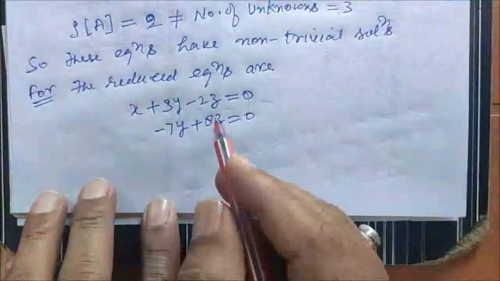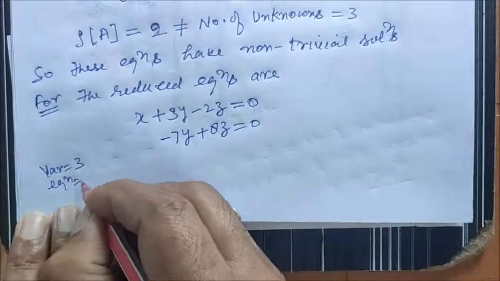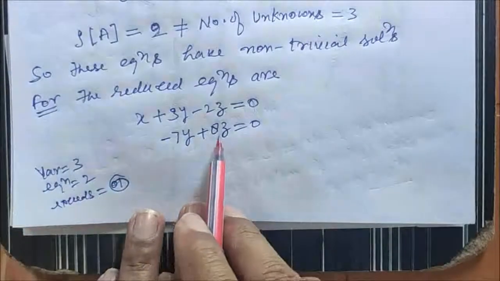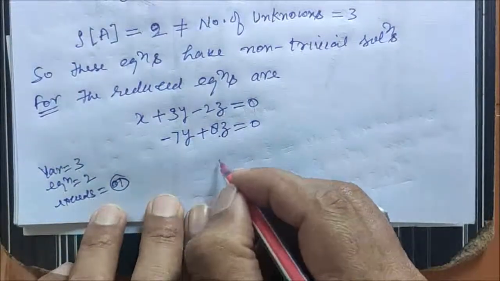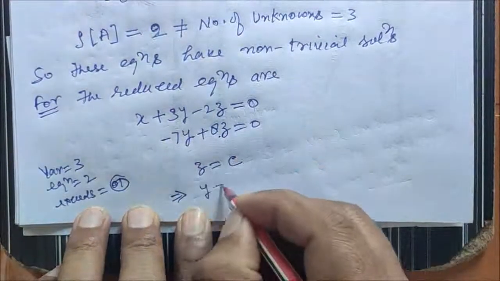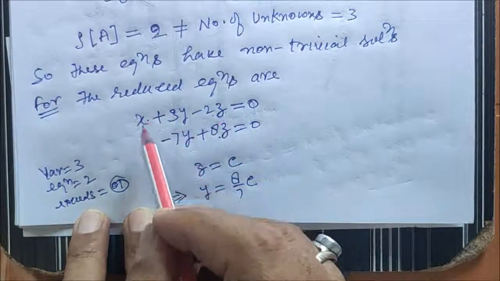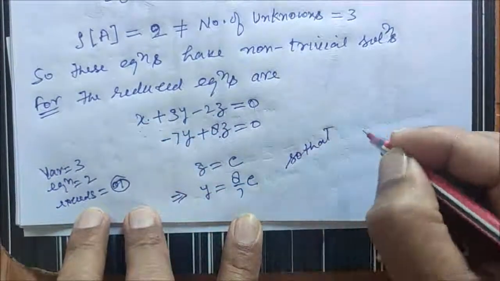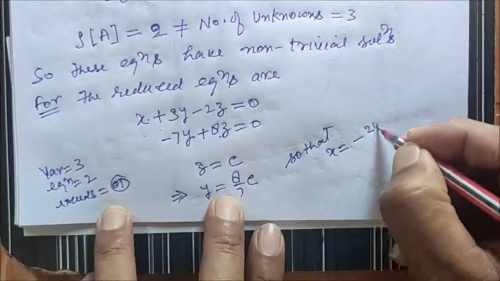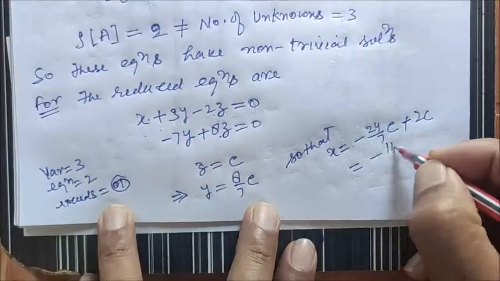Now we see that we have two equations and three variables. The number of variables is 3 and equations are 2, so the excess number of variables is equal to 1. So we take one variable to be a constant. We take z is equal to c. Then we find y by the second equation: y is equal to 8 by 7c. Now we put these values of y and z in the first equation and we find x, so that x is equal to minus 3y plus 2z. Minus 3y means minus 24 upon 7c, plus 2z means plus 2c, and that is equal to minus 10 upon 7c.